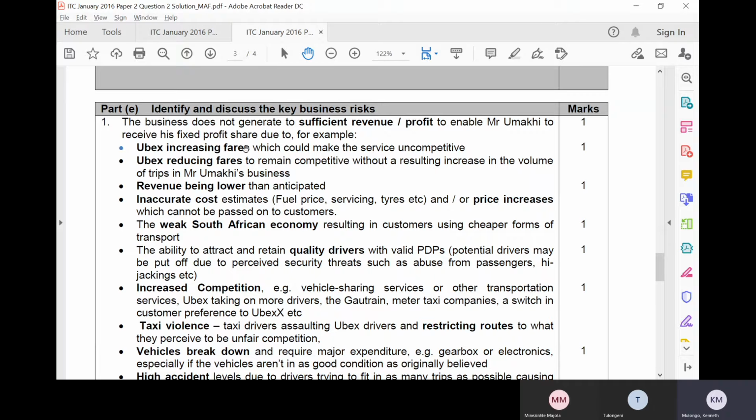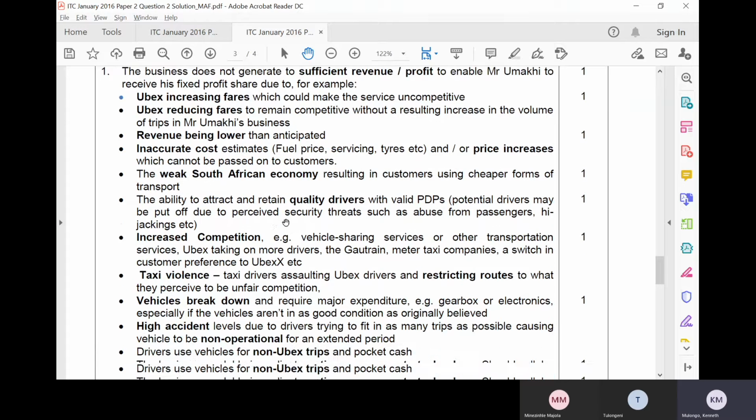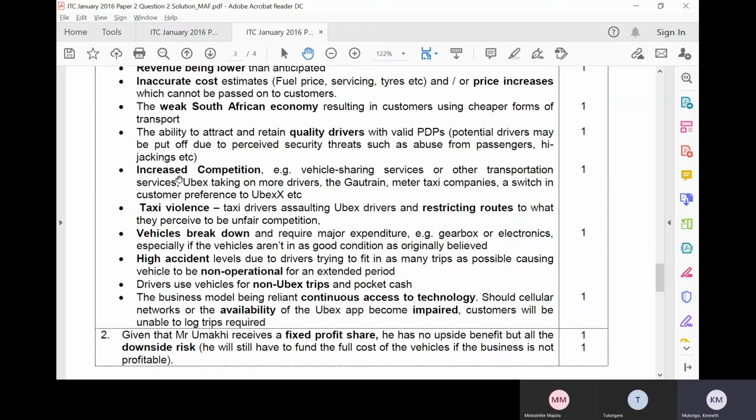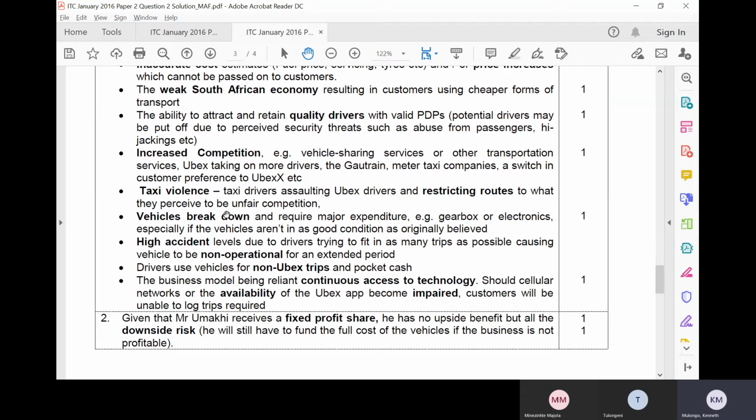So increasing what? Price, increasing costs, reducing what? Revenue being lower, why? And they go further, increased competition, right? So other vehicle sharing services or other transportation services, Uber taking more drivers, so there's more people fighting in your area. There's other companies, there's Bolt, there's Uber, Gautrain, metered taxis. Customer preferences from luxury to UberX, that could change. Taxi violence is obviously a big thing.